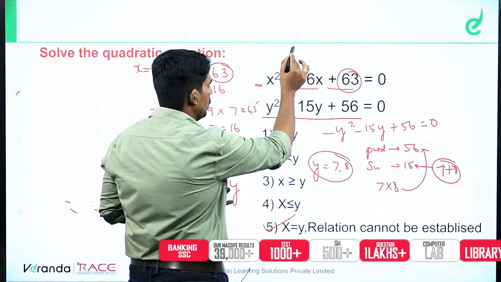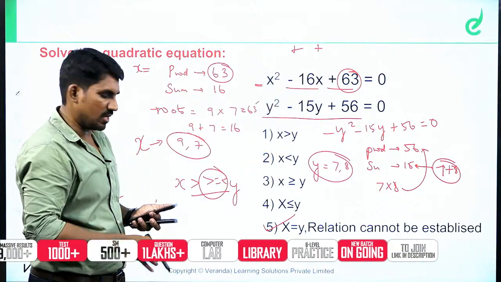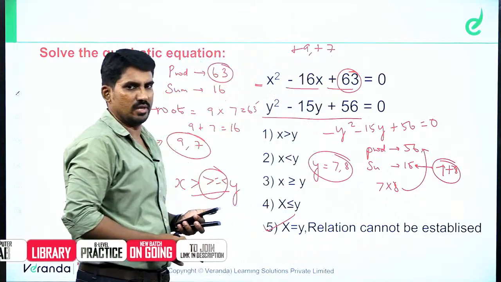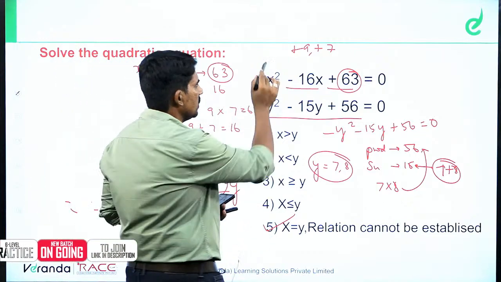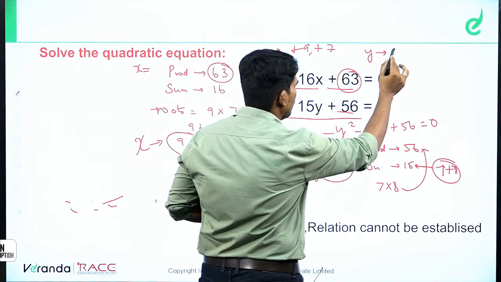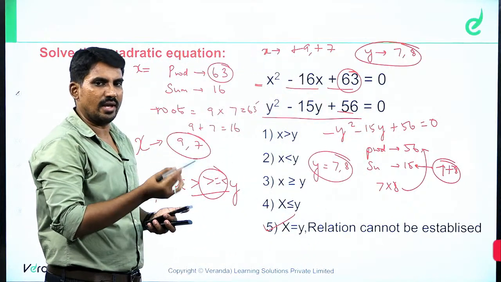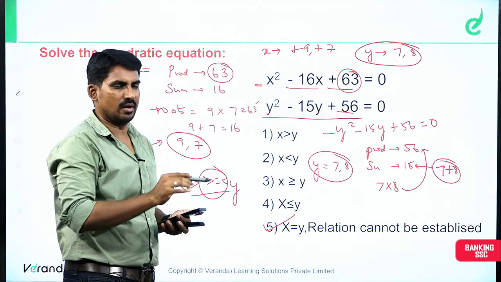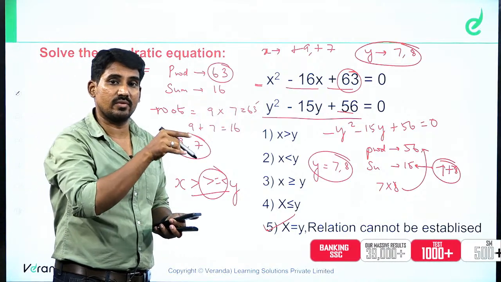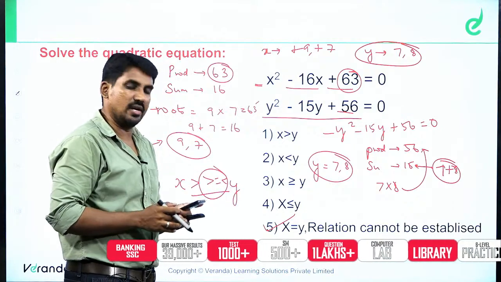See, roots are positive, x roots are positive, product should be 63, sum should be 16, therefore we consider the numbers 9 and 7. 9 7s are 63, 9 plus 7 is 16, right? The next value is y value. Product is 56, sum is 15, therefore we are considering 7 and 8. Roots are positive. Now 9 compared with 7, 9 is greater. 9 compared with 8, 9 is greater. Then 7 compared with 7, 7 is equal. But 7 compared with 8, 7 is less. Greater than, less than, therefore the result is relationship cannot be established.